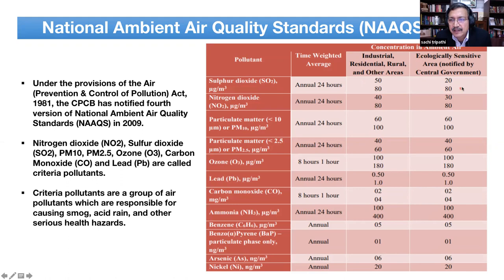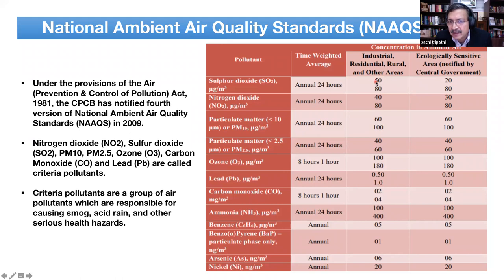And then they have also come out with another set of guidelines or criteria for ecologically sensitive areas. For ecologically sensitive areas, most of the numbers are similar, except for sulfur dioxide and probably also for nitrogen dioxide. These are because ecologically sensitive areas, you can think of like lakes, glaciers, biodiversity parks, or national reserves and national parks, where if these gases exceed the standard or limits, they could cause additional damage to the ecosystem of these areas through acid rains or some other processes. That is why these numbers are relatively even smaller.